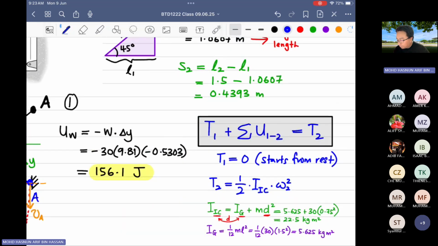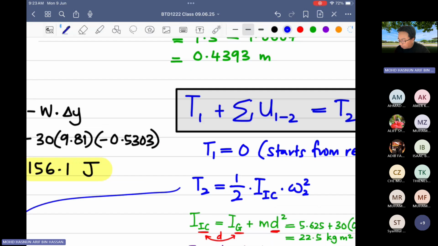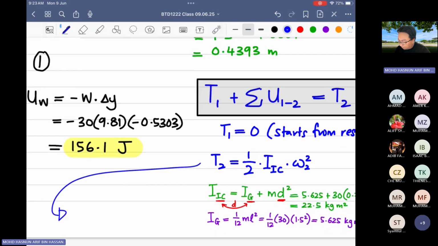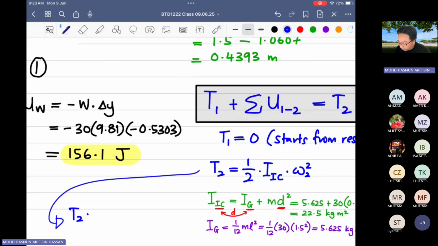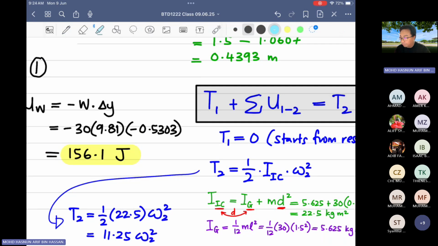Okay, so then we will continue over here to get the value of T2. To get the value of T2, T2 is then 1/2 times 22.5, which is IIC, times omega 2 square. So we will get T2 is 11.25 omega 2 square. All right.